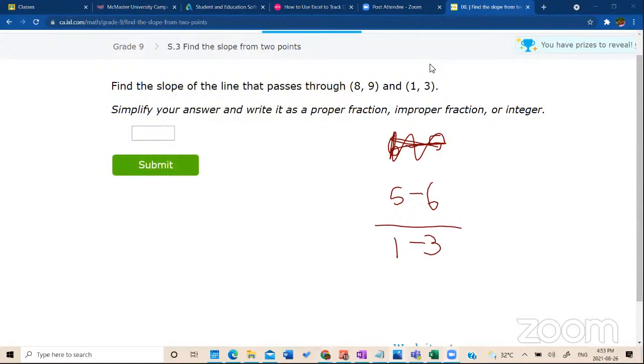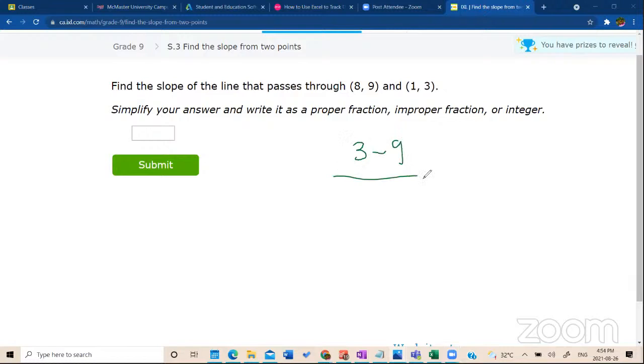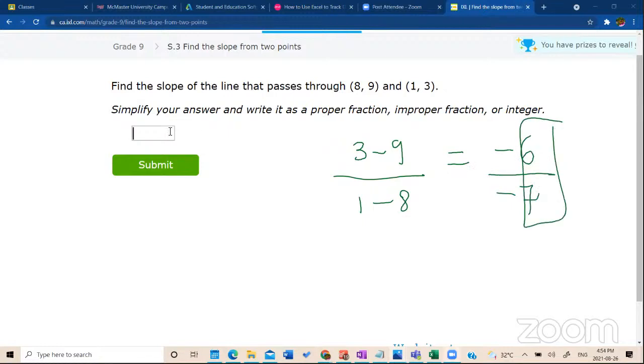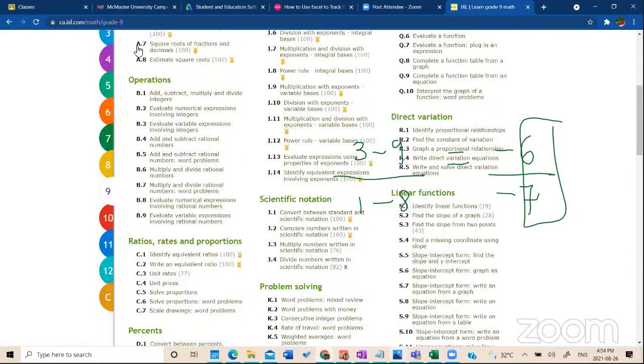And let's do this one. It's going to be 3 minus 9, and it's going to be 1 minus 8. It's going to be 6 upon 7. Yeah, 6 upon 7. This is pretty easy. Yeah, very easy. Okay, let's do another topic because I know you can finish this on your own.